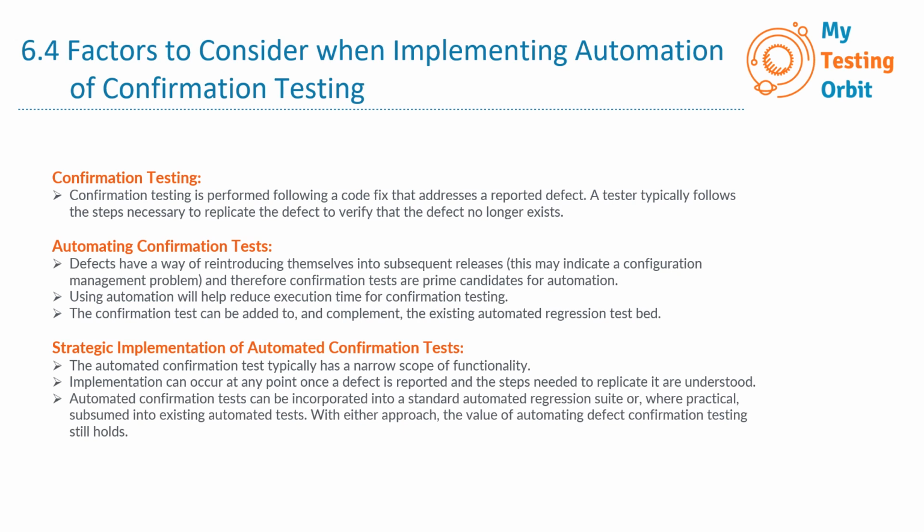Then the third point is automated confirmation tests can be incorporated into a standard automated regression test suite, or where practical, subsumed into existing automated tests. With either approach, the value of automating defect confirmation testing still holds. So whether you add specific tests into a bigger group of tests or merge them with existing ones, automation still brings the advantage of making sure that the fixes do what they are supposed to do quickly and accurately.